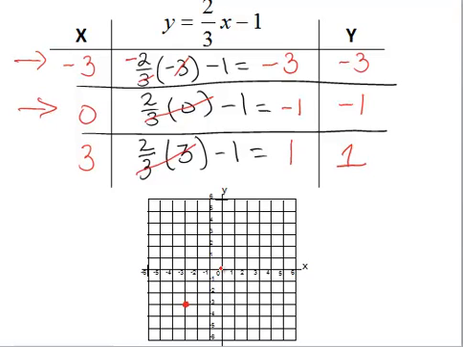We start at our origin, and we move down 1, and we plot our point. Our third point is 3, 1, so we start at the origin again, over 3, and up 1. So now that we've plotted our points, we simply connect the dots. And we've graphed our linear equation.